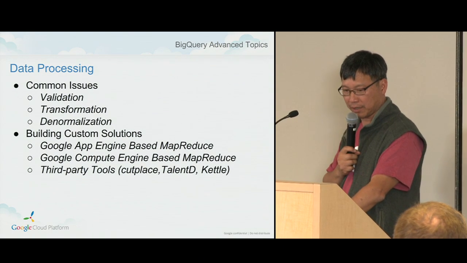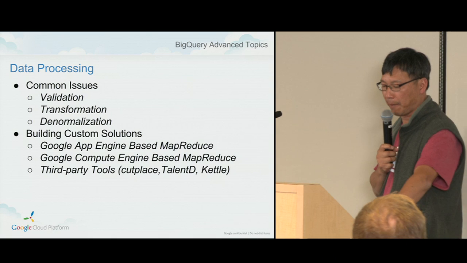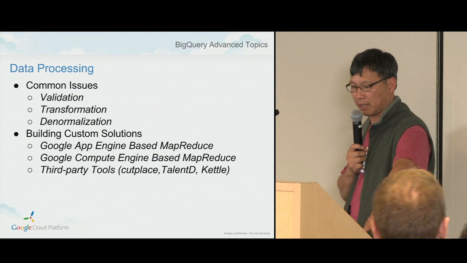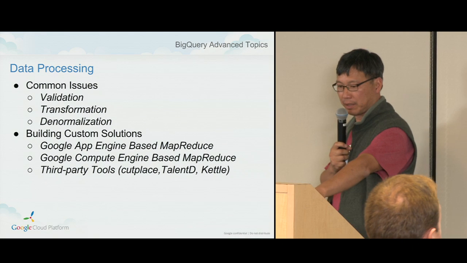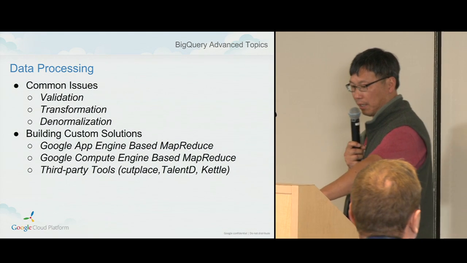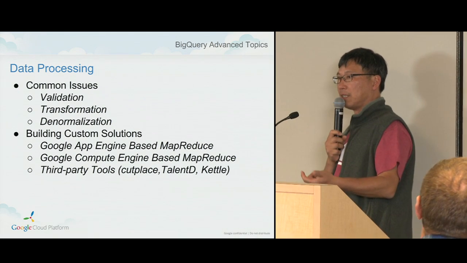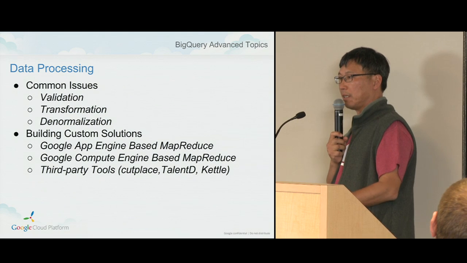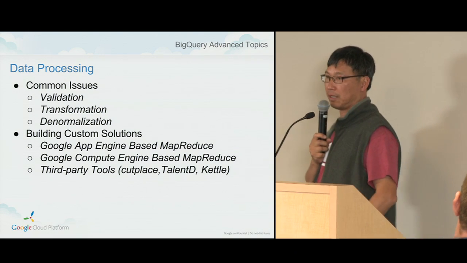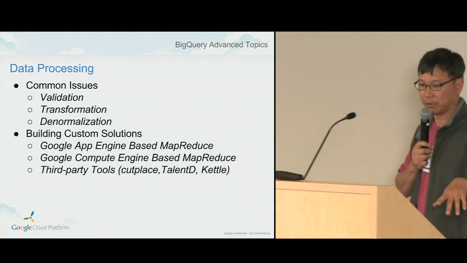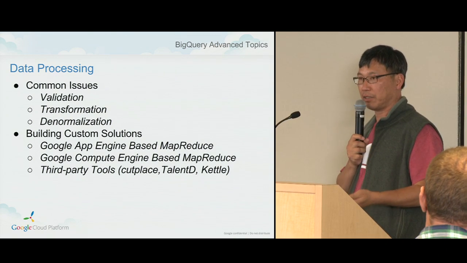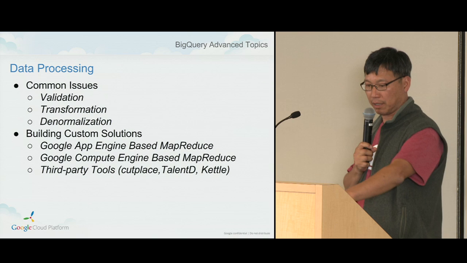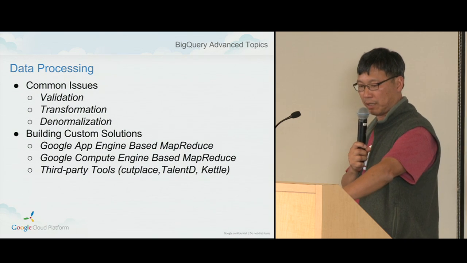So for data processing, the common issues are validation, transformation, and denormalization. Let's talk about denormalization first. Say you have data coming from a relational database, which is highly normalized. BigQuery would actually perform faster if you denormalize the data first. So that is one of the denormalization cases here.